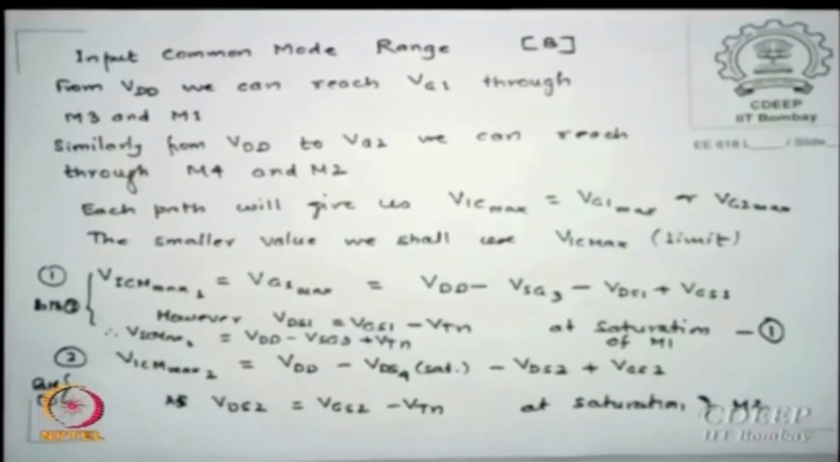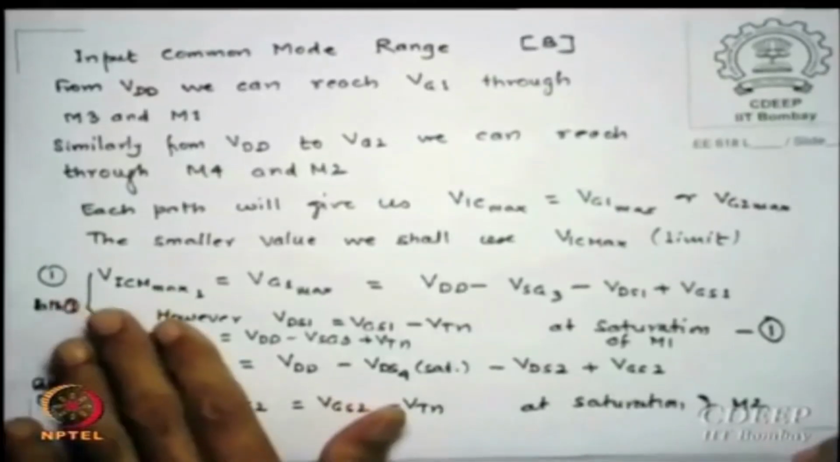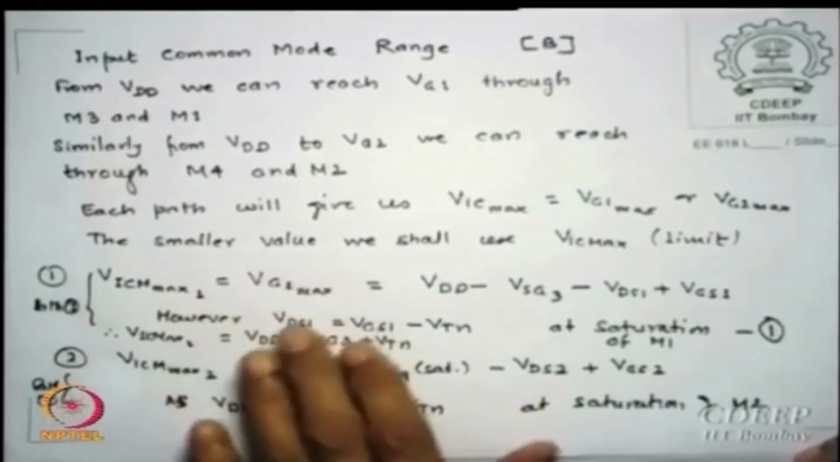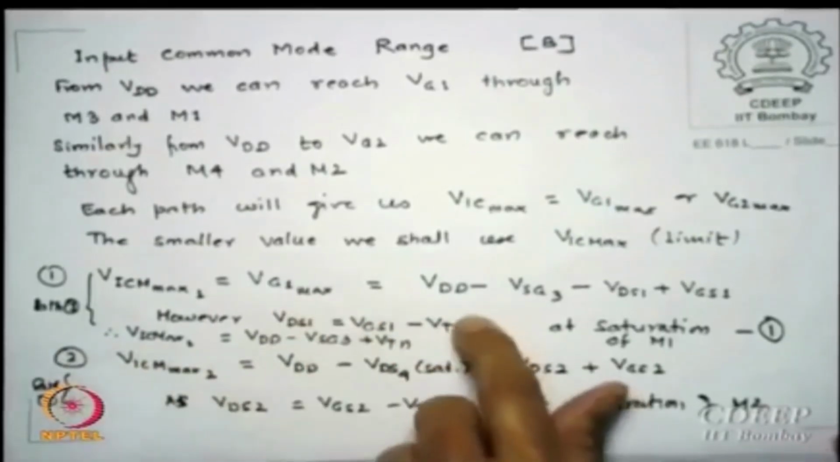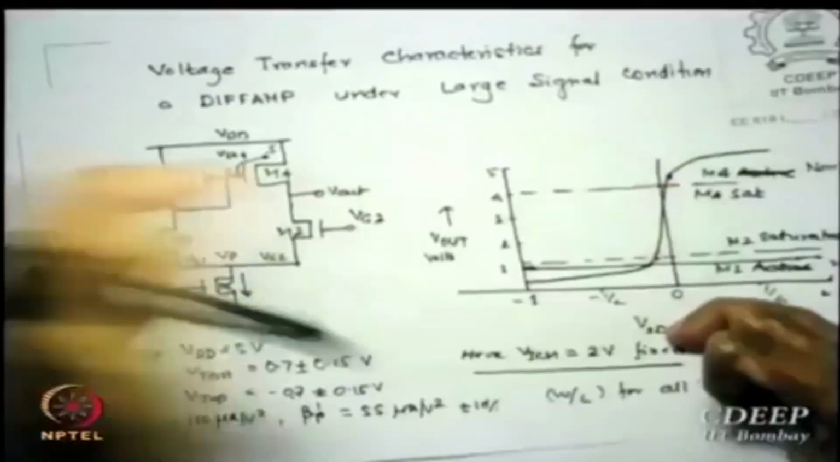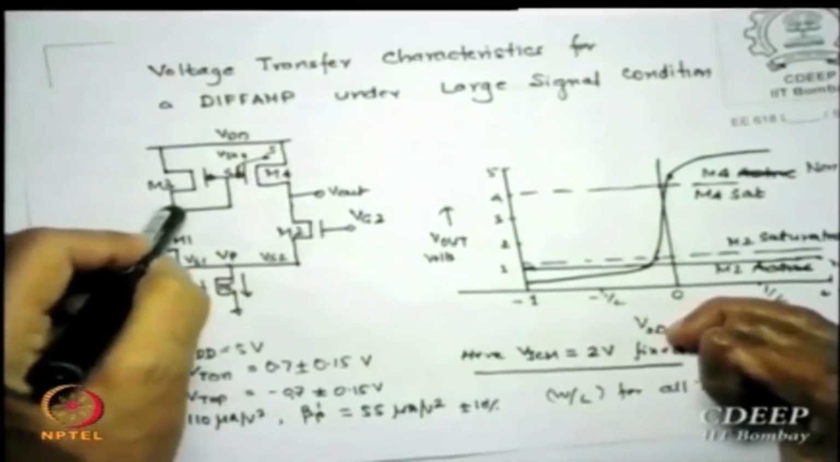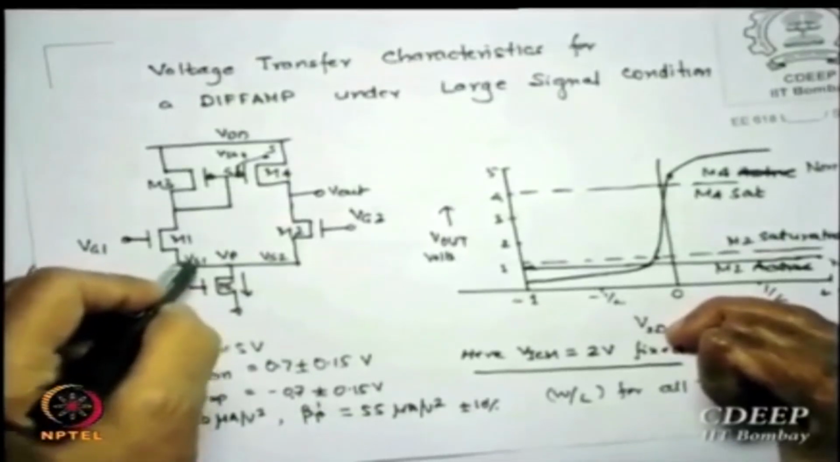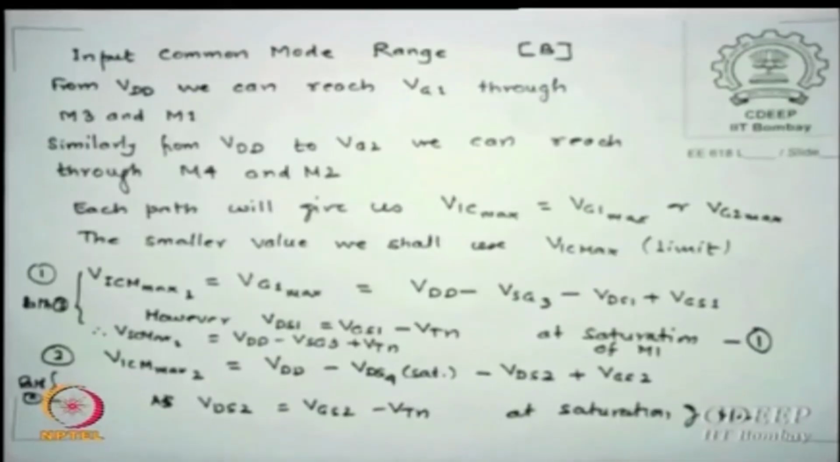Path 1, which is VICM maximum 1, is VG1 max. Please remember what the input common mode value is, which is the maximum input value available to you which allows the device to remain in saturation. So it is VG1 max. How much is VG1 from the figure? This value minus this value, so you reach here, minus this value. Not minus, why, you are climbing up, so it is minus minus, that is plus. So VDD minus VSG3 minus VDS1 plus VGS1 is VG1 max.